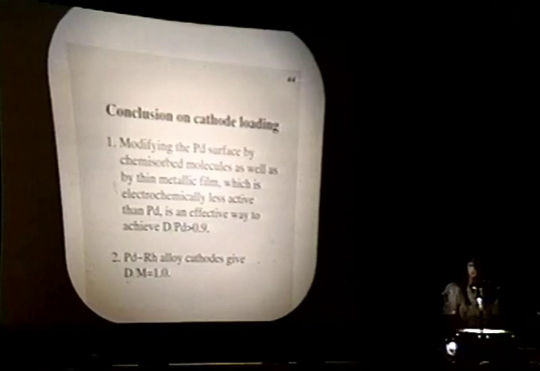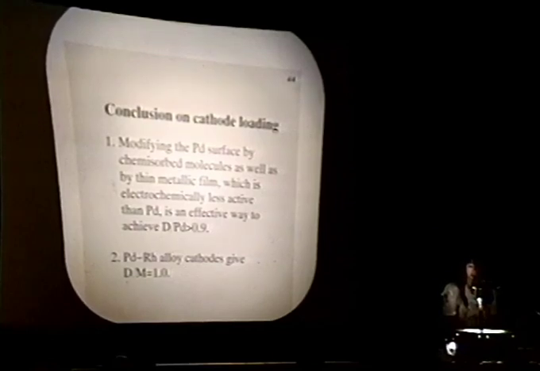Conclusion. 1. Modifying the palladium surface by chemical process, as well as by a thin metallic film which is electrochemically less active than palladium, is an effective way to achieve D/Pd higher than 0.9. 2. Palladium-rhodium alloy cathode gives D/M equal to 1.0.